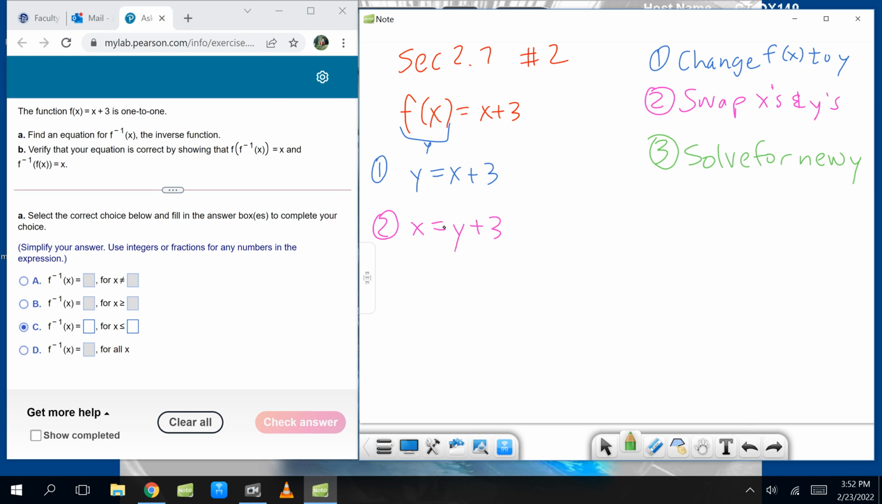So if we solve for that, we want to solve for this. So we're going to move this plus 3. How do I move plus 3? I'm going to subtract it from both sides. It cancels over there. x minus 3 equals y.